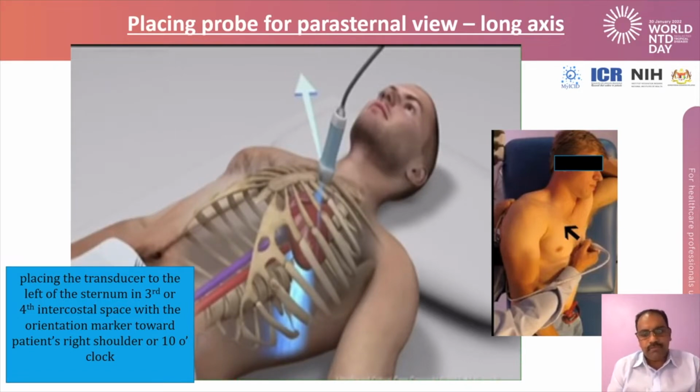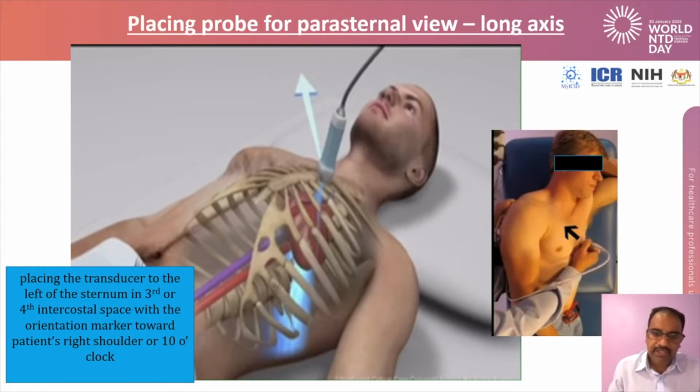Okay, so this will be a correct method where you will place your probe somewhere around the 3rd or 4th intercostal space, left sternal edge, about 1 or 2 centimeters away from the left sternal edge, and the pointer usually should be placed towards the patient's right shoulder. Once you have that position, you may need to do a minor adjustment like swinging or tilting the probe to get a very good view.